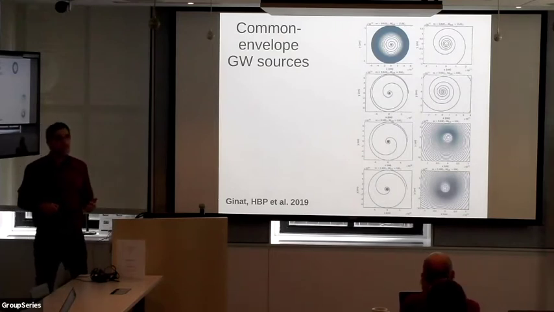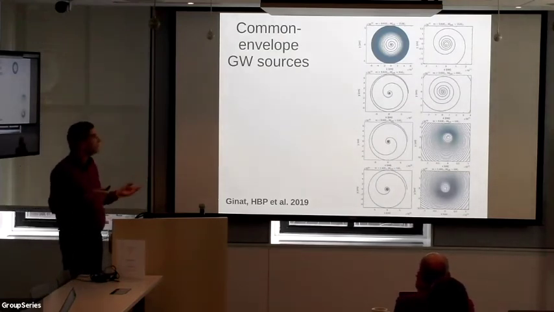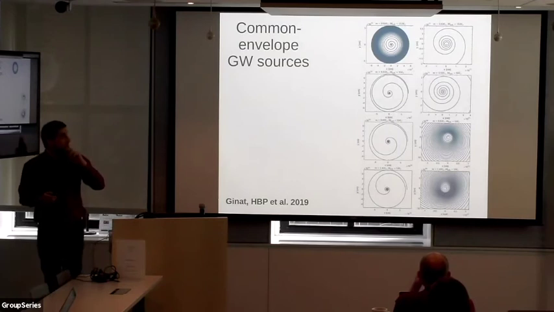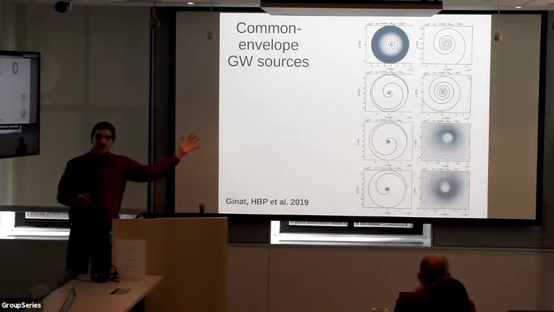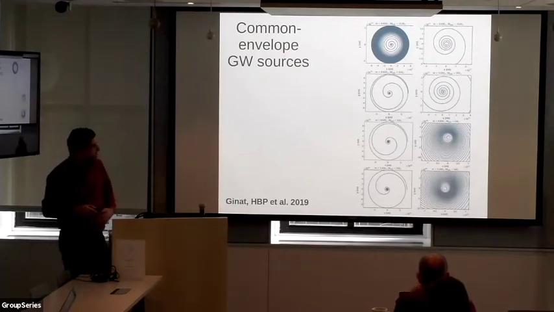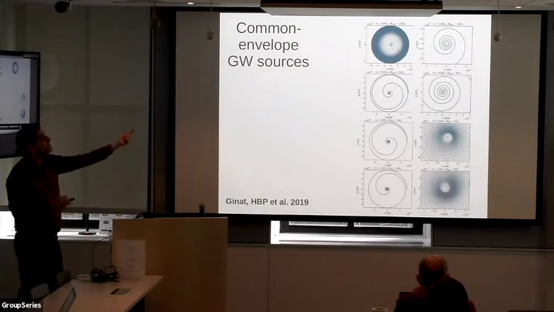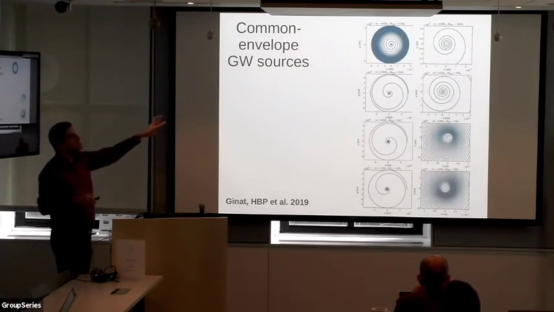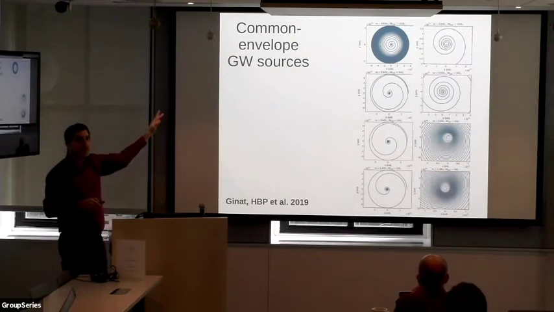Let me finish with another observational aspect in the era of gravitational waves. So I think about the future, 40, 50 years from now, not LIGO, but LISA or DECIGO. What I show here is, if you look at the common envelope evolution, this is very simplified. It's actually not full hydrodynamics, but a very simplified kind of gas dynamical friction evolution.